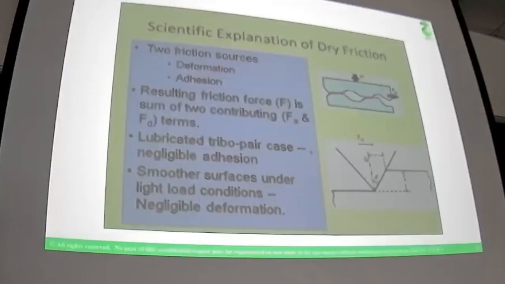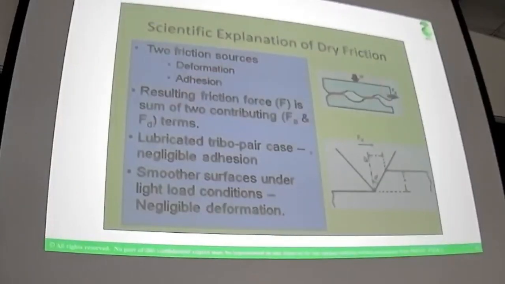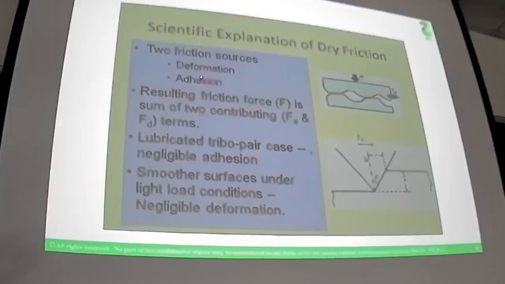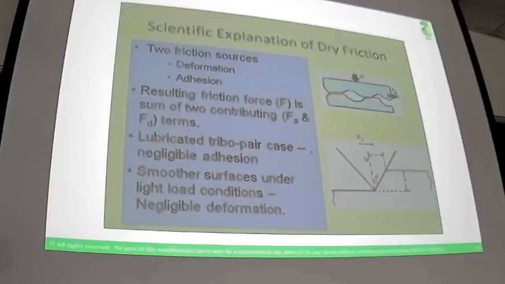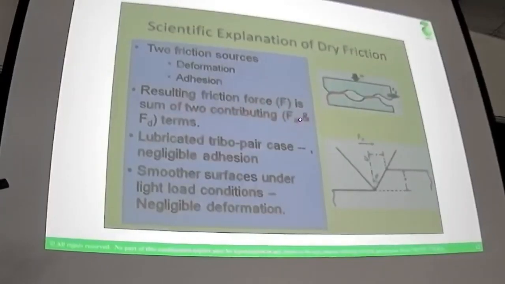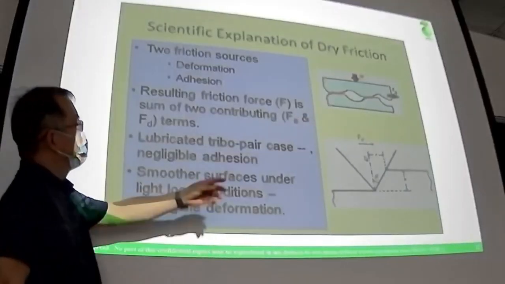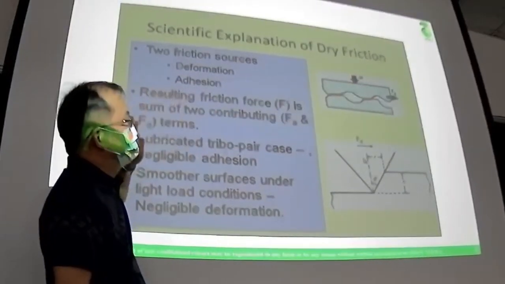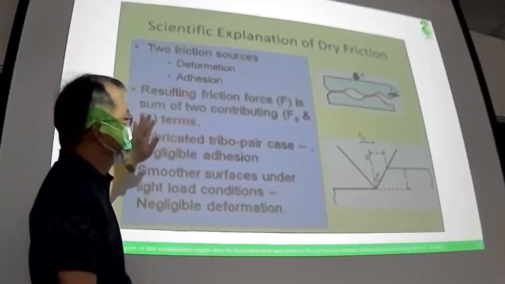主要是两个摩擦的来源，一个是粘着拧在一起，一个是产生变形。So the resulting friction force is the sum of two contribution terms. With a subscript A means the adhesion. With a subscript D with the deformation. So it's FA and FD.